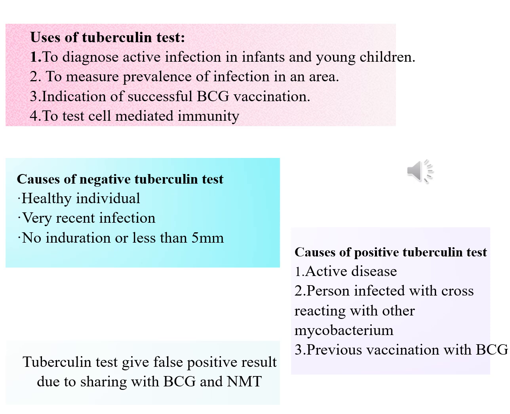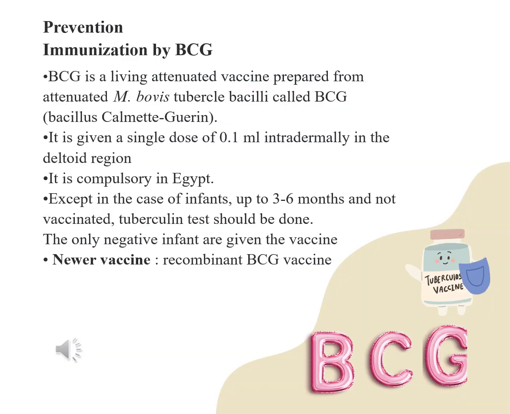We use the tuberculin test 1. To diagnose active infection in infants and young children. 2. To measure prevalence of infection in an area. 3. As an indication of successful BCG vaccination. 4. To test cell-mediated immunity. We prevent tuberculosis by BCG vaccine.